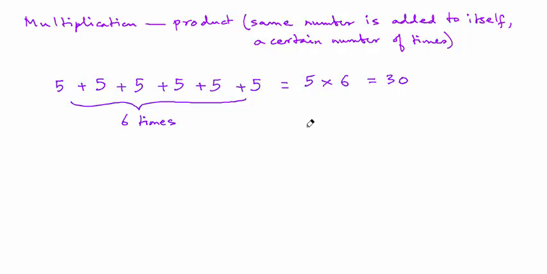In a multiplication sentence, the numbers that are multiplied together are called the factors. So 5 is a factor in this sentence, and so is 6. That's another factor. And the answer to the multiplication is called the product. So you say the product of 5 and 6 is 30.